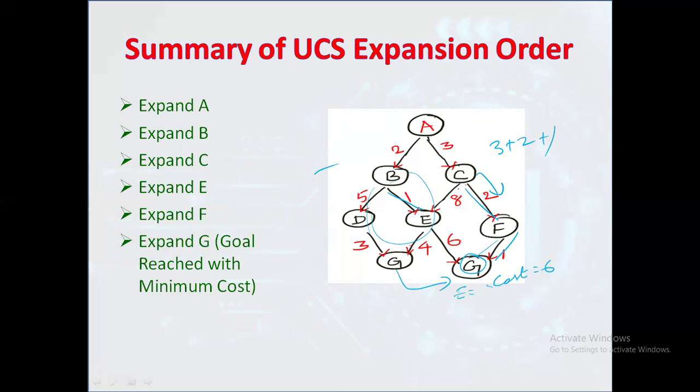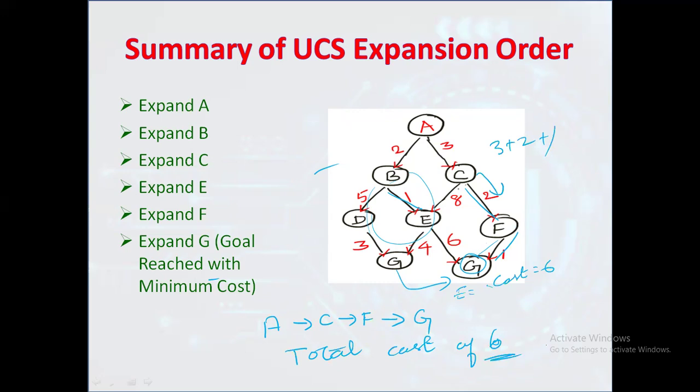Thus the algorithm expands nodes in increasing order of path cost, ensuring the least cost path to the goal, and it is always found first. The final result is the optimal path. So what is the optimal path for this problem? A to C, C to F, F to G, and the total cost for this problem is 6. This is the answer.